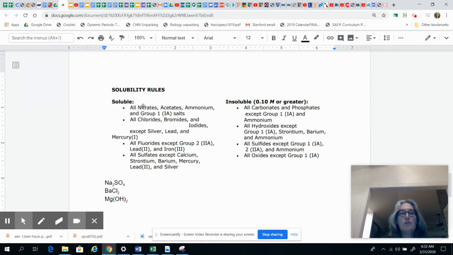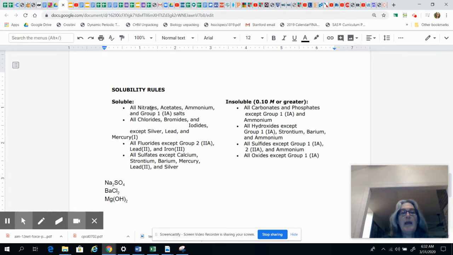If you look at this, nitrates, acetates, ammonium, and group 1 salts. So we're talking about ionic compounds: nitrate, acetate, ammonium. These are all ions. Salts are ionic compounds. So this is all about figuring out whether ionic compounds are soluble or not. So these are all things that have a positive ion and a negative ion.